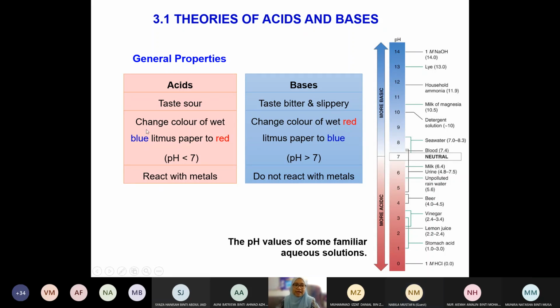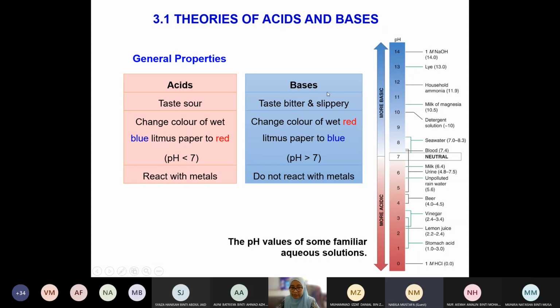Then only it can exhibit the characteristic of acid. Kalau dia tak basah, dia tak boleh nak tunjukkan dia ni. Tapi after all, acid is already, I mean, aqueous solution kan. So it changes the wet blue litmus paper to red, and the pH is less than 7. Acid has the ability to react with metal.